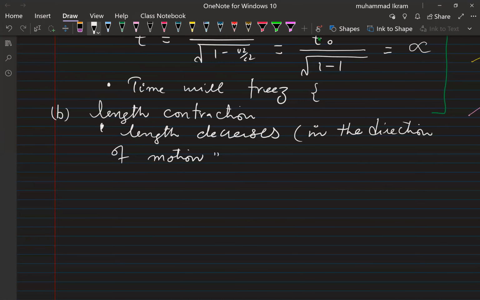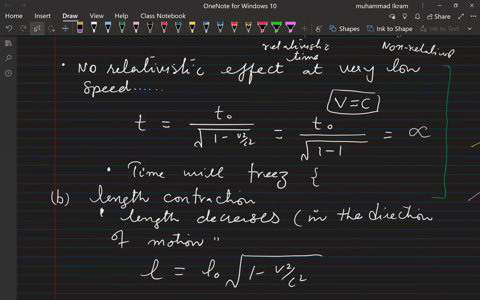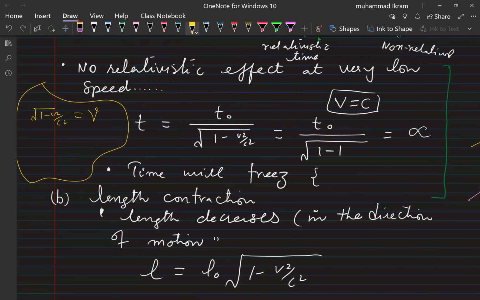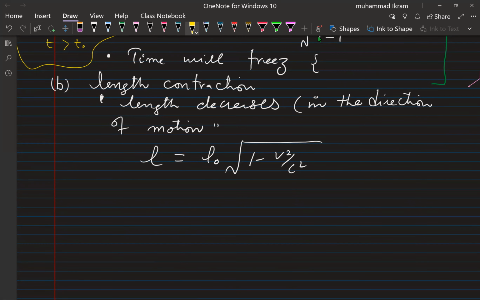Similarly, what happens for the length contraction? L is equal to L naught into the square root of 1 minus v square by c square. Here you notice the factor, which is sometimes called gamma. In the time dilation case, 1 over gamma is less than 1, therefore t will be greater than t naught. Here the situation is different. I will not explain again that this is relativistic length and this is non-relativistic length, as I explained all the terms in the same theory, and the same explanation is applicable here also.